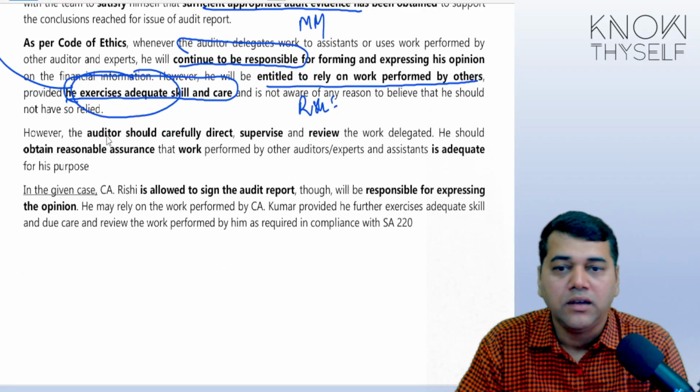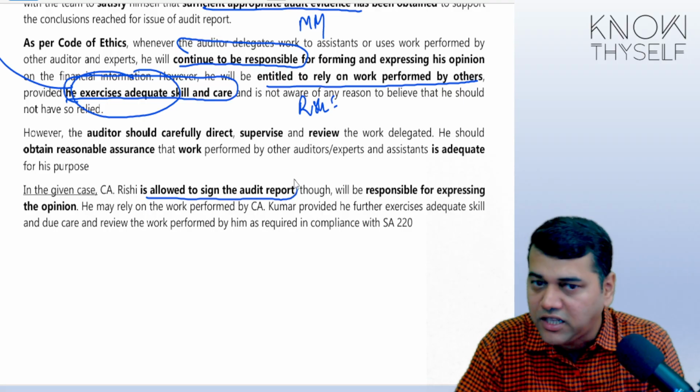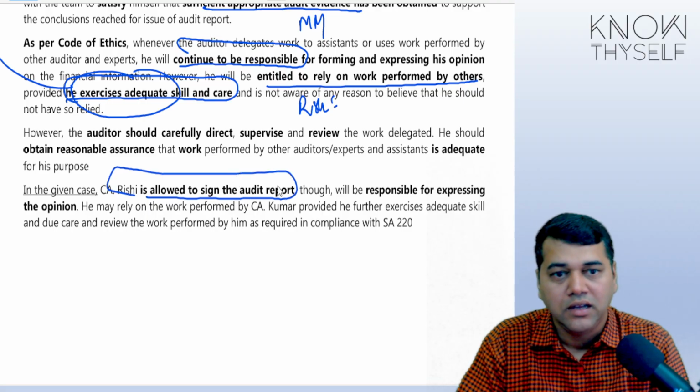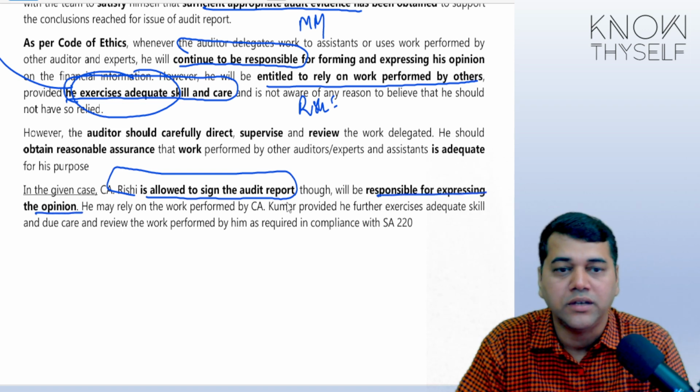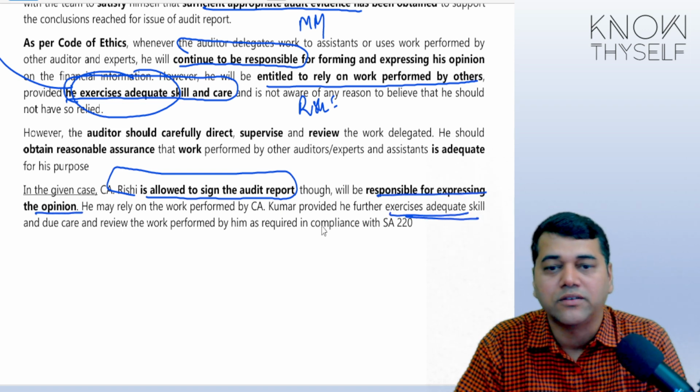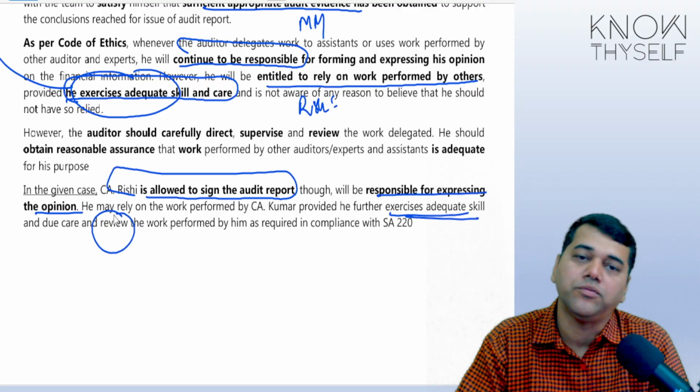However, the auditor should carefully direct and supervise. In the given case, Rishi is allowed to sign the report, no doubt. He can sign, but he is responsible for expressing the opinion. So he is supposed to exercise adequate skill and he is supposed to perform.